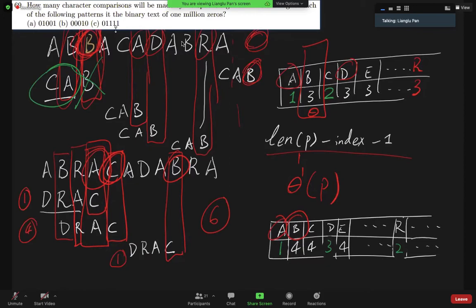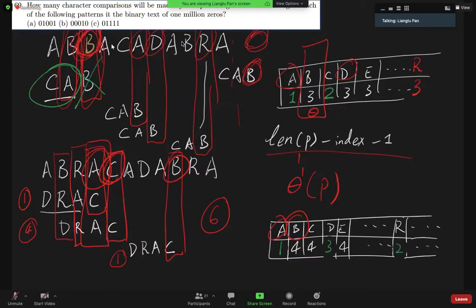I'll give you maybe 2 minutes to work on these 3 examples. You may only choose 1 or 2 examples if you don't have enough time to go through all of them, and then we're going to go through all of these together.